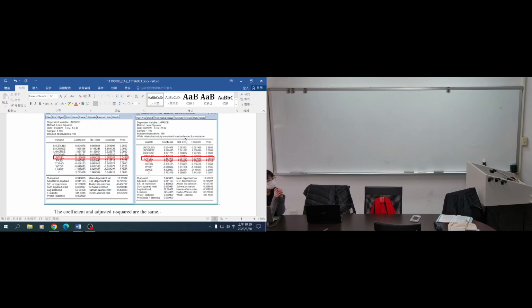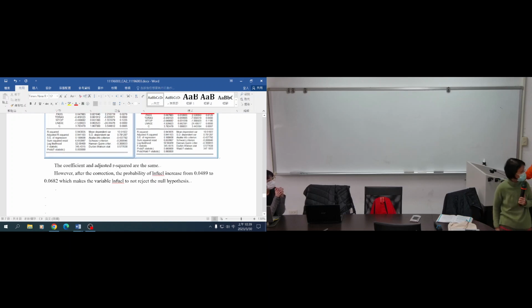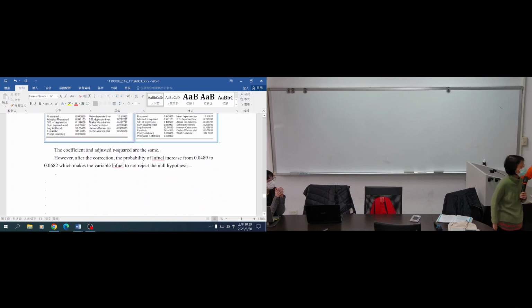What did you see from the standard errors? I mean, the number of the standard errors. Some of them increase, some of them decrease. Yeah, that's important, not always decrease or increase. Some of the variables increase, some of the variables decrease. That's it, right? Then step 7, just comparison.